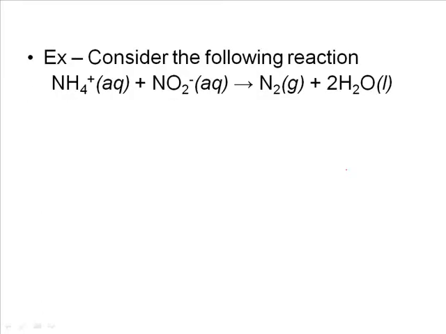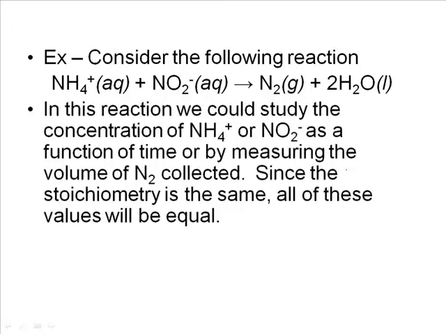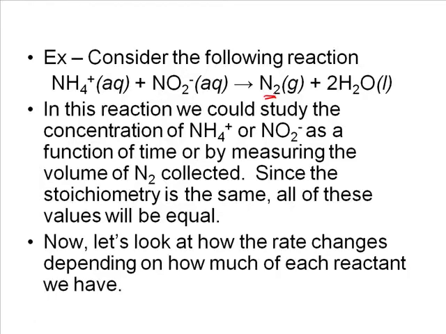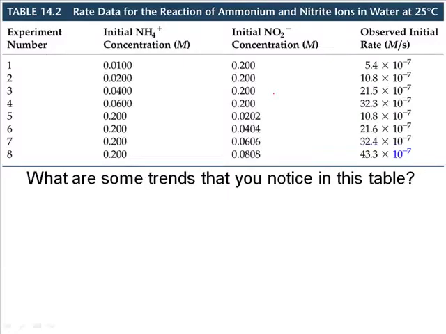For example, if we look at this reaction here, we've got ammonium ion, NH4 plus, reacting with NO2 minus, making nitrogen gas and water. In this reaction, we could look at a couple of different things. We could look at the concentration of ammonium or nitrite as a function of time, or we could look at how much nitrogen would be produced. Now let's look at how that changes over time.